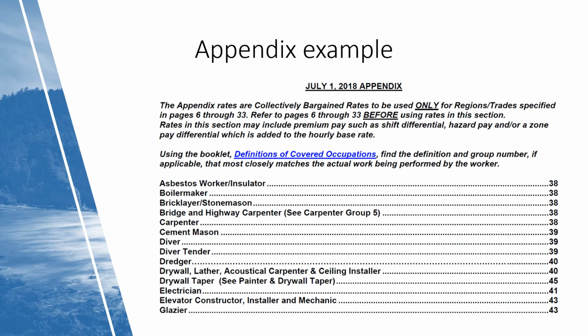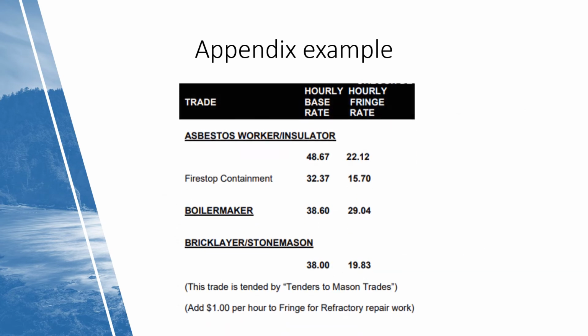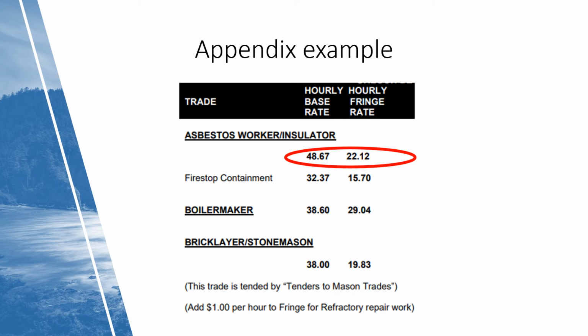Let's begin with the asbestos worker classification. Find it on the list and go to that page. In this example, you'll see that the hourly base rate is $48.67, and the hourly fringe rate is $22.12. Remember, it is the combination of these two rates that make up the hourly prevailing wage rate.